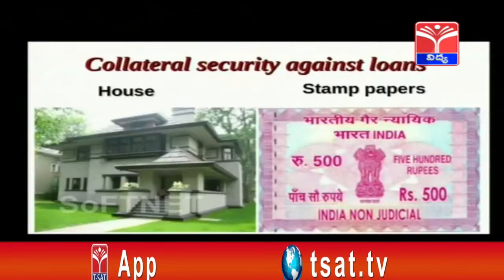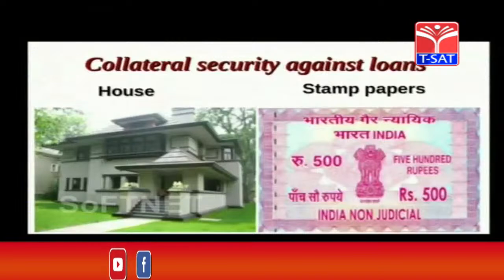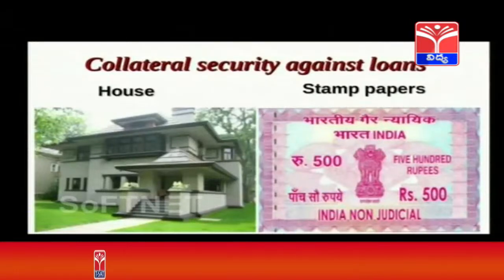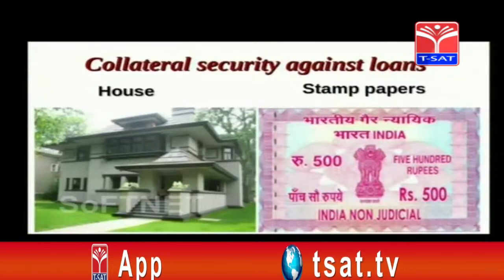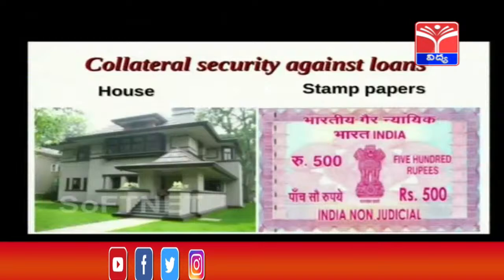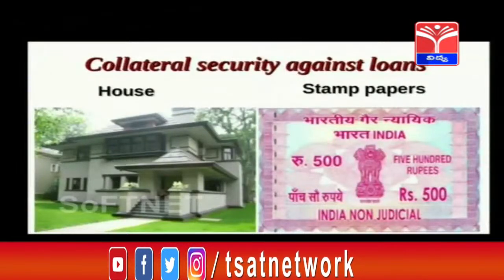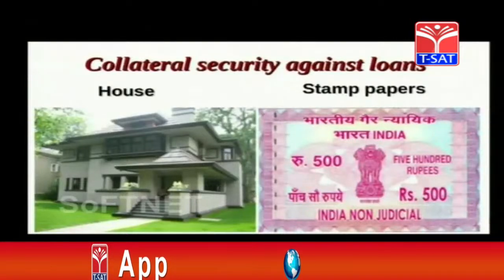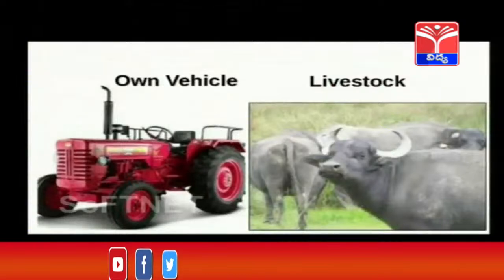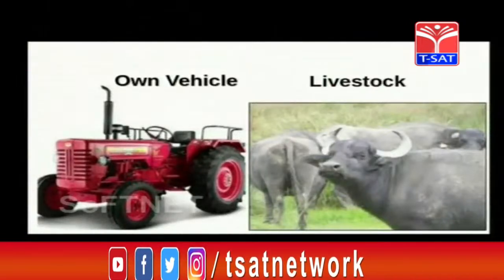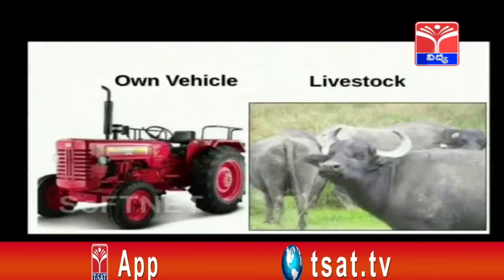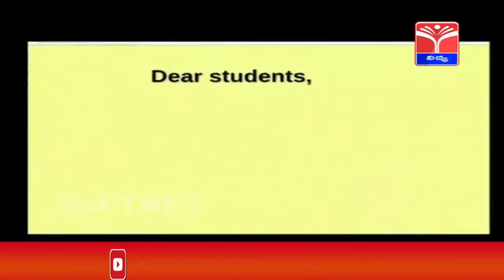Collateral is security against loans. When we are taking loans, the person takes our house or assets papers as collateral. Property such as land titles, deposits with banks, and livestock are some common examples of collateral used for borrowing. Own vehicle, livestock. When we are not able to repay the money, they can sell our properties like tractor, livestock, any properties.